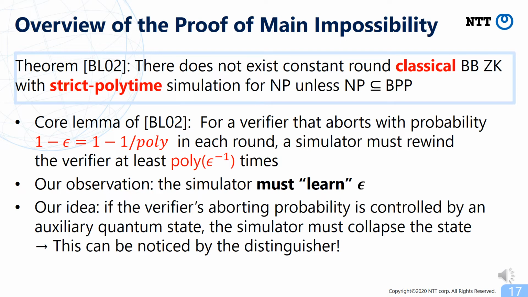For making this intuition a rigorous proof, we have to do the following two things. The first is to prove the quantum version of the Barak-Lindell lemma, and the second is to complete our impossibility result based on the quantum version of the Barak-Lindell lemma. And next, I will talk about a little bit more details of each step.